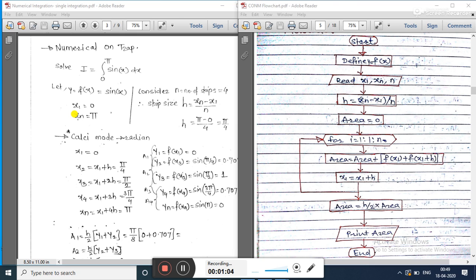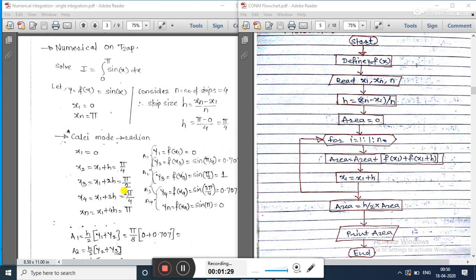One more thing we are going to consider, or it will be given, that is n, the number of strips. So here n is equal to 4. From that we have to find out h, that is the strip size. So the formula of h is xn minus x1 upon n. Finding h, h is equal to pi by 4.